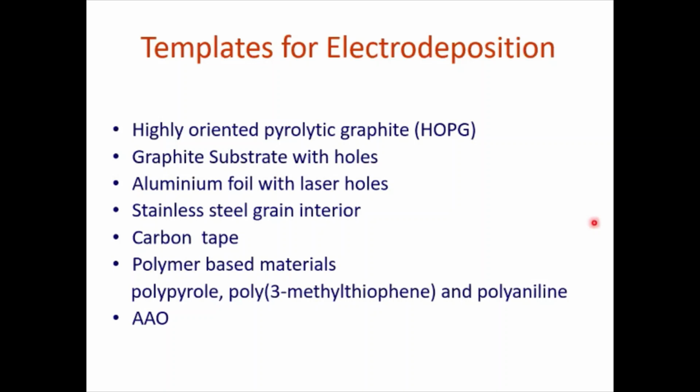And the templates: you can use highly oriented pyrolytic graphite as a substrate, graphite substrate with holes as a substrate. I don't explain how it is used in the subsequent slides. Aluminum foil with holes made with laser, or stainless steel grains, carbon tape, polymer-based materials, polypyrrole or polyaniline, PMMA, many polymer-based electrodes are used as templates. And finally, AAO, anodized aluminum oxide. I need to explain how to prepare anodized aluminum oxide, how it can be used as a template to prepare nanostructures in a detailed way in the subsequent presentation.